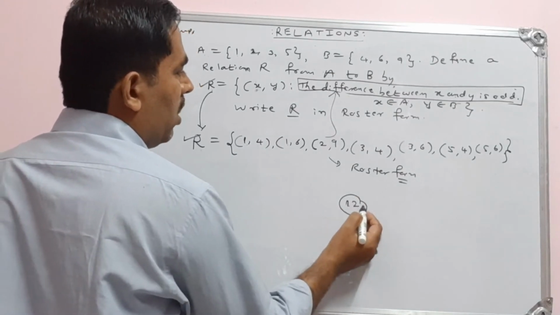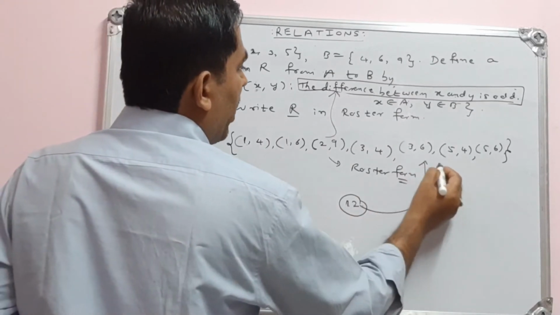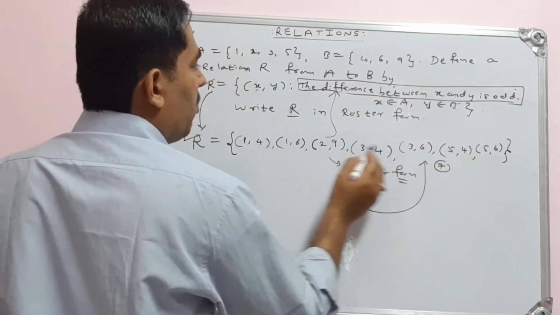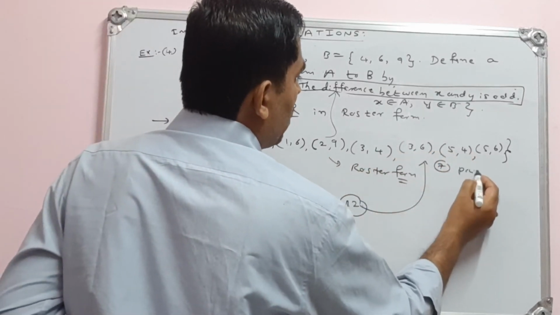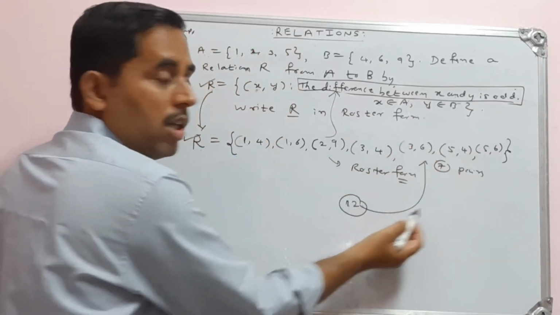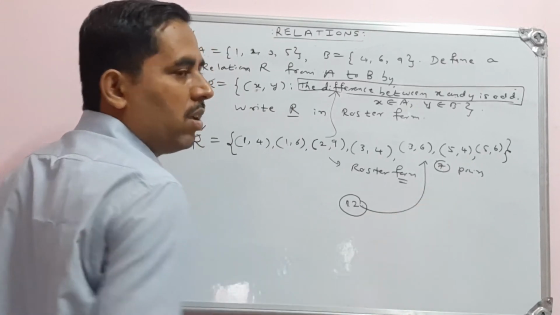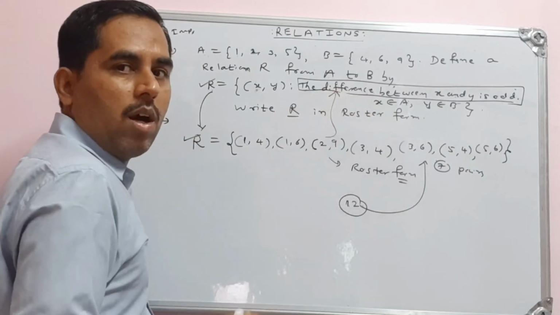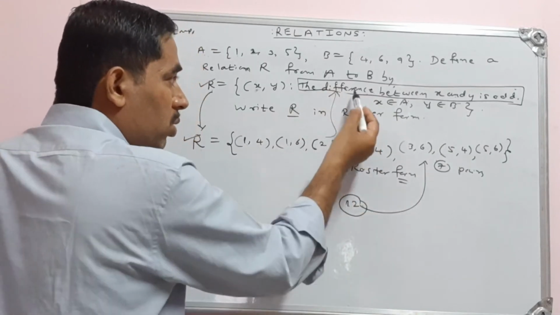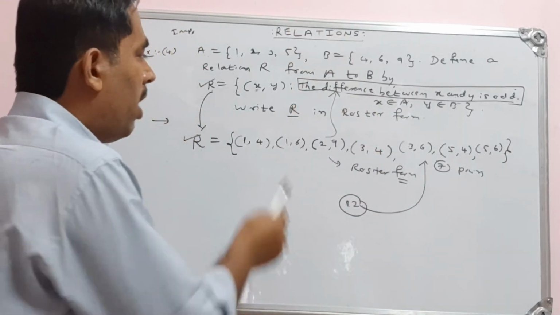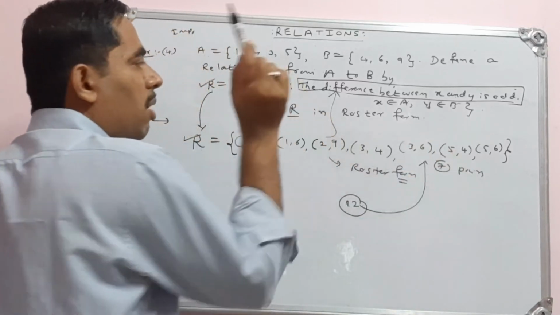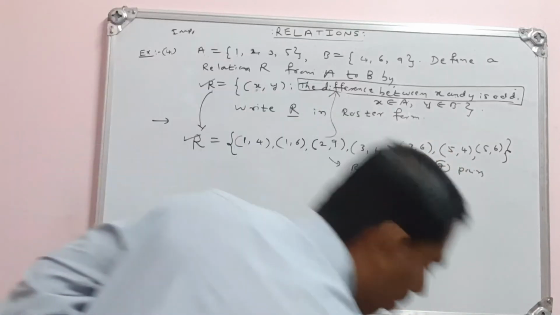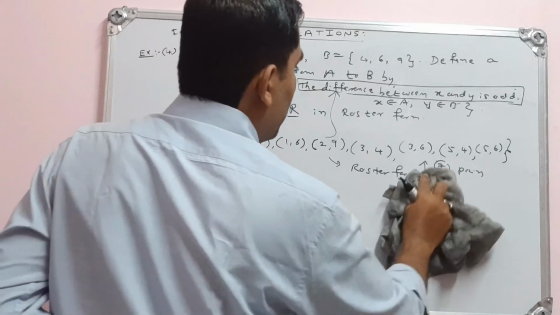See, out of these 12 ordered pairs, how many ordered pairs have we taken? 7 pairs. So how many pairs are left? 5 pairs left. So 7 pairs follow this property. The other 5 pairs do not follow this property. So we have taken all the ordered pairs which follow this property. In this way we can understand this relation.